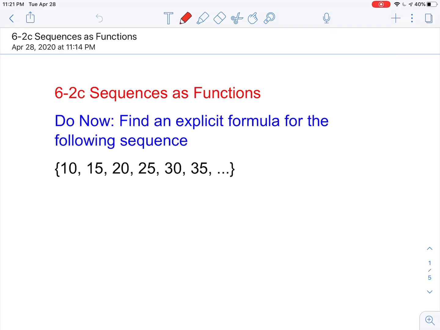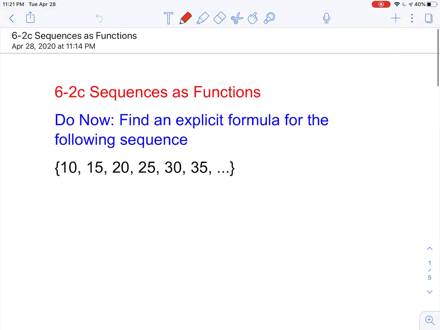Hey guys, welcome to the video 6-2C, sequences as functions. So today we're going to continue looking at sequences, but we're going to be using a different notation and see how that changes things. So as our do now, I'm asking you to find an explicit formula for the following sequence: 10, 15, 20, 25, 30, 35.